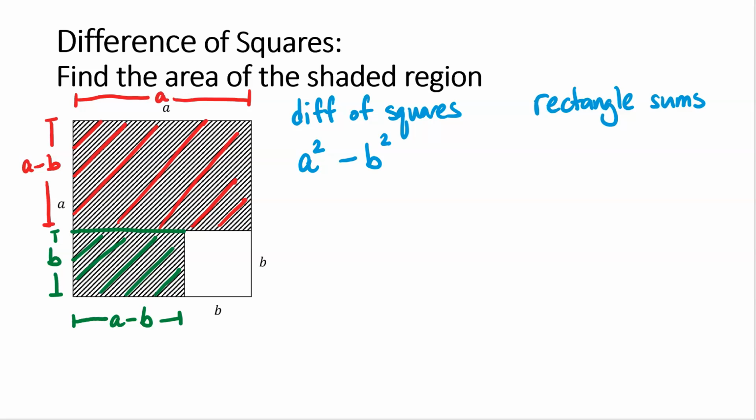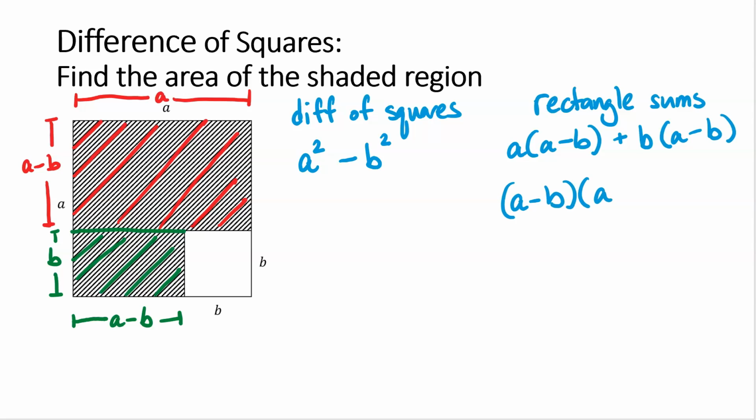The area of the red rectangle we can write as a multiplied by a minus b, and we're going to add that to the area of the green rectangle, which we can say is b multiplied by a minus b. Notice that a minus b is a common factor in this case, so let's factor it out. A minus b will factor out, and then that can be multiplied by a plus b.